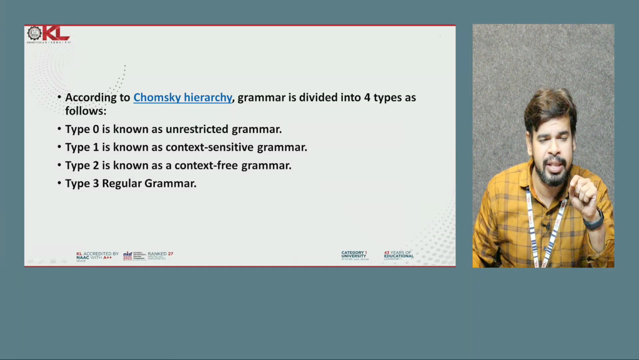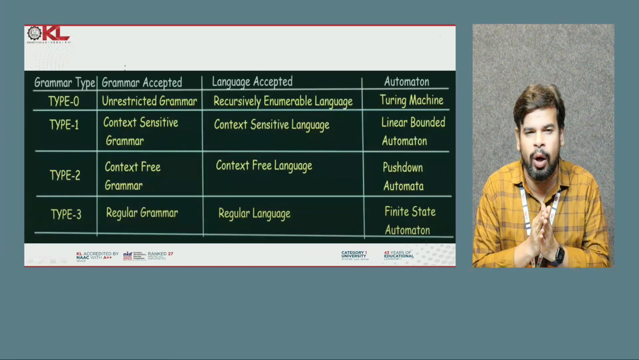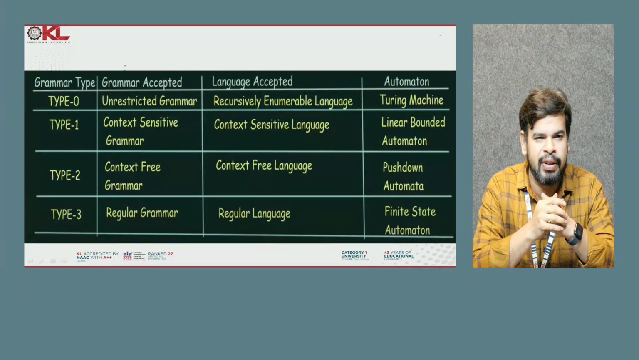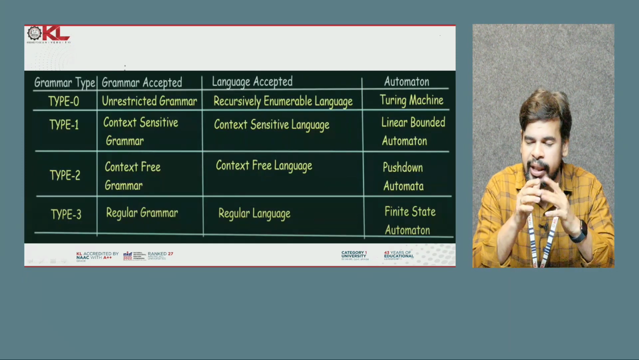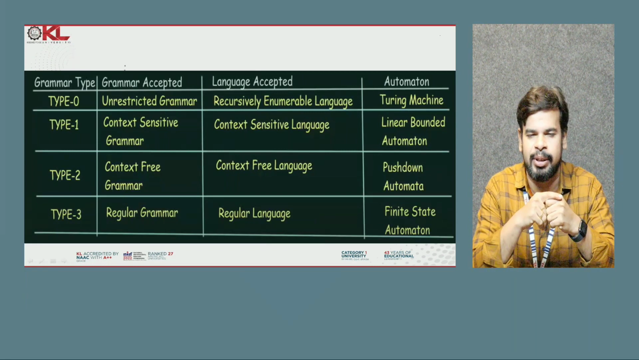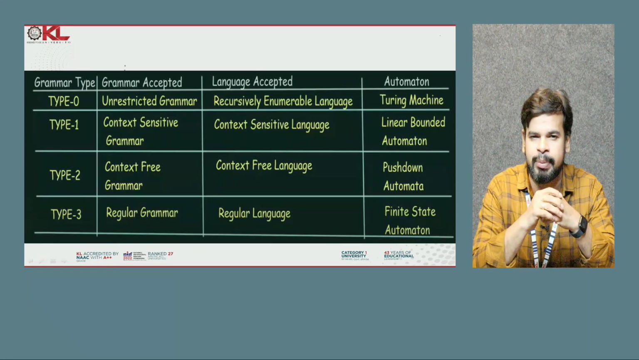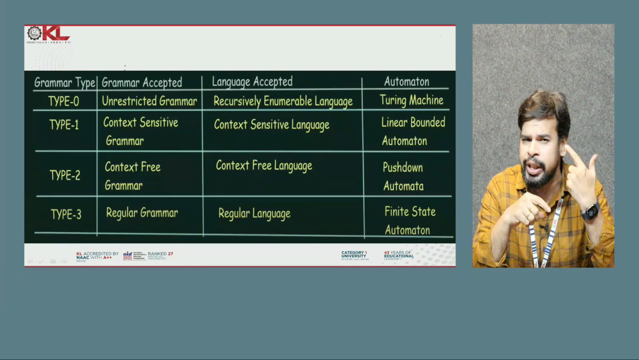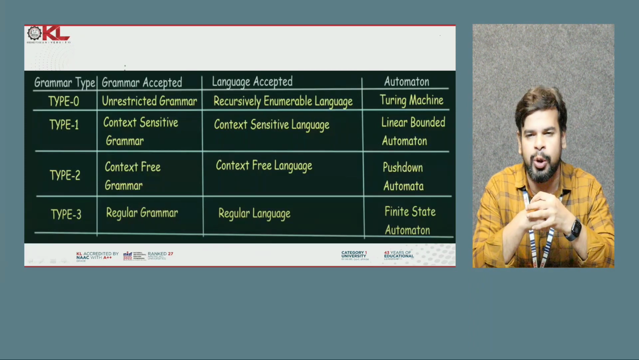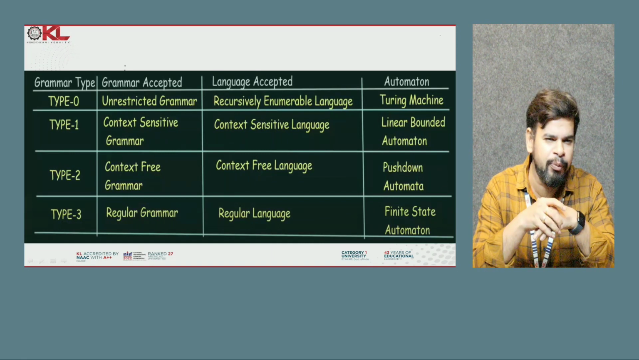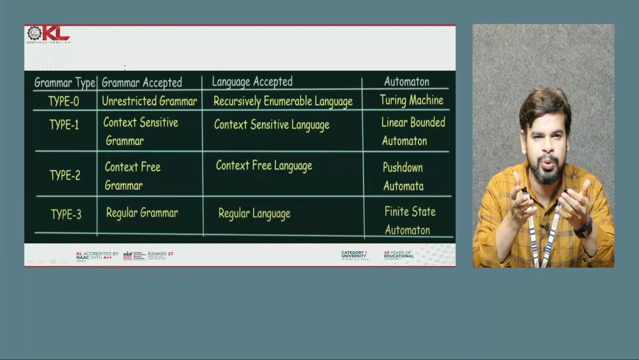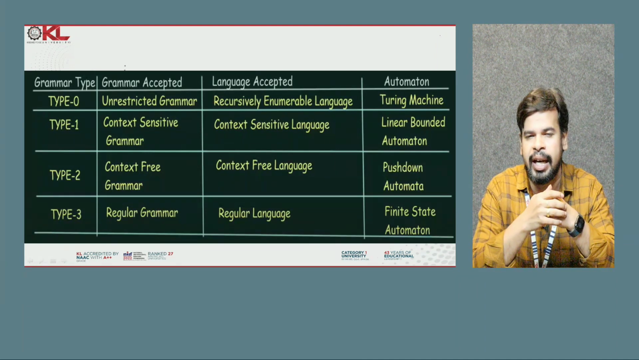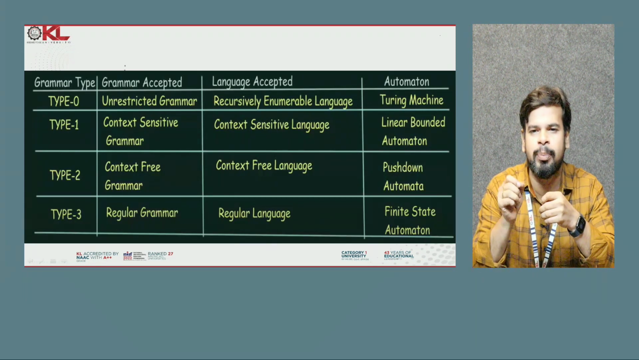Now, let me start with a simple table. With the table, we will be learning what each language is. Among the given grammars, the first one is type 0, where the grammar that we use is unrestricted grammar, and the language that it accepts, we call recursively enumerable language. And finally, the automaton that we use for representing type 0 grammar is the Turing machine. And next comes type 1 grammar, in which we use context sensitive grammar, and the language that is accepted, we call context sensitive language, and the automaton that we use, we call linear bounded automaton.